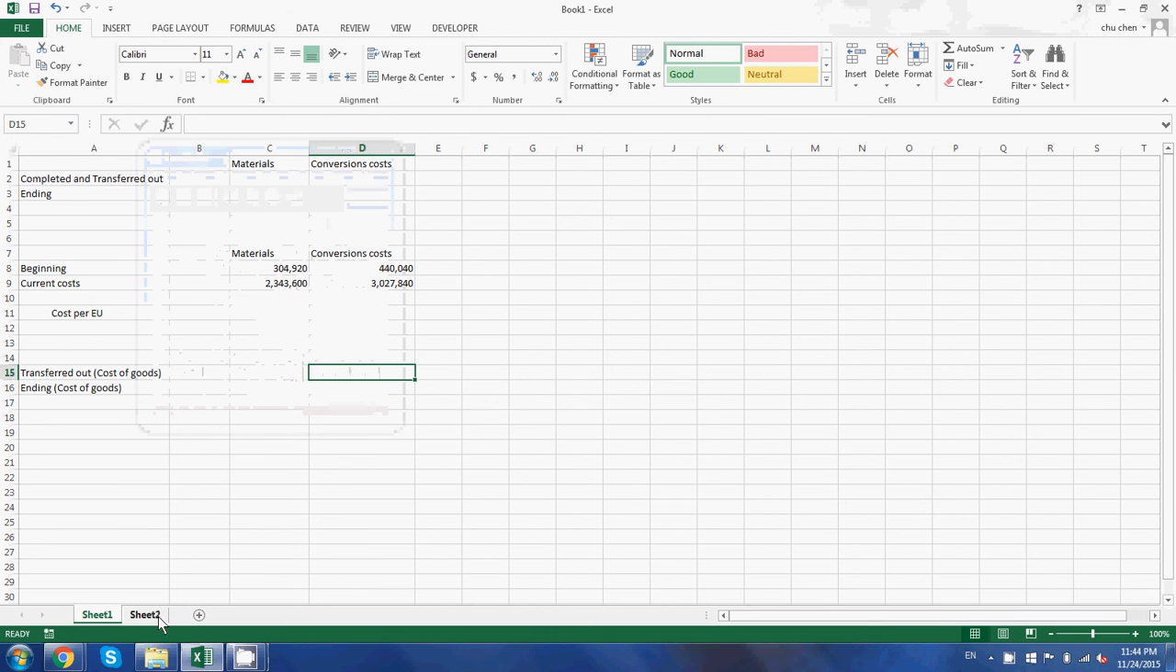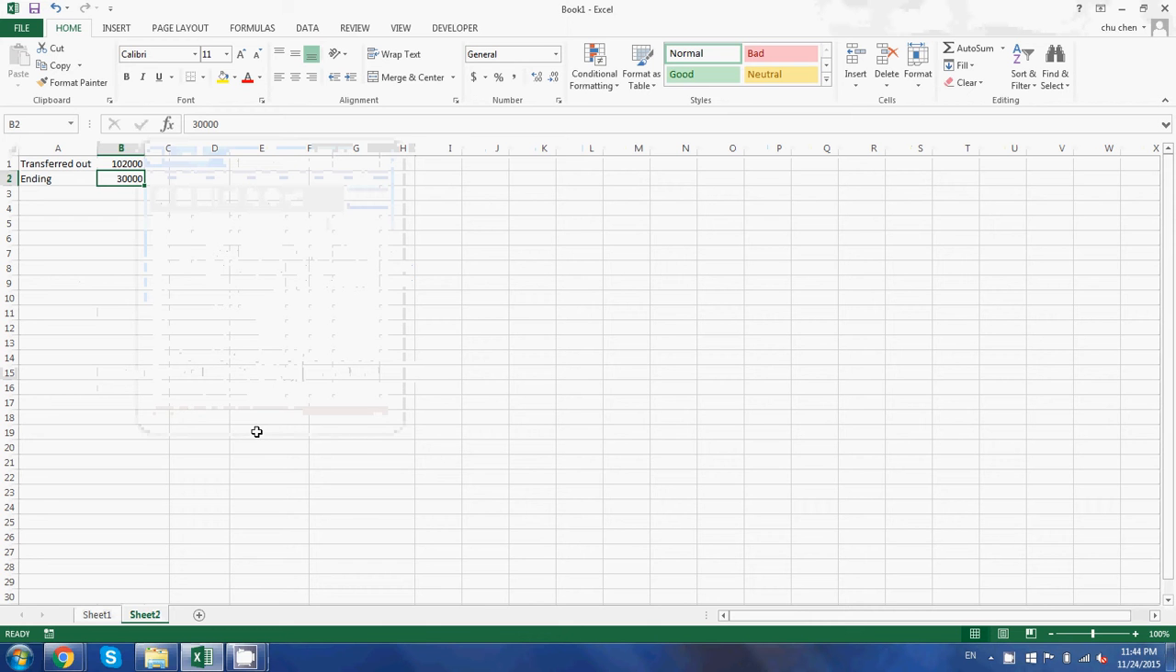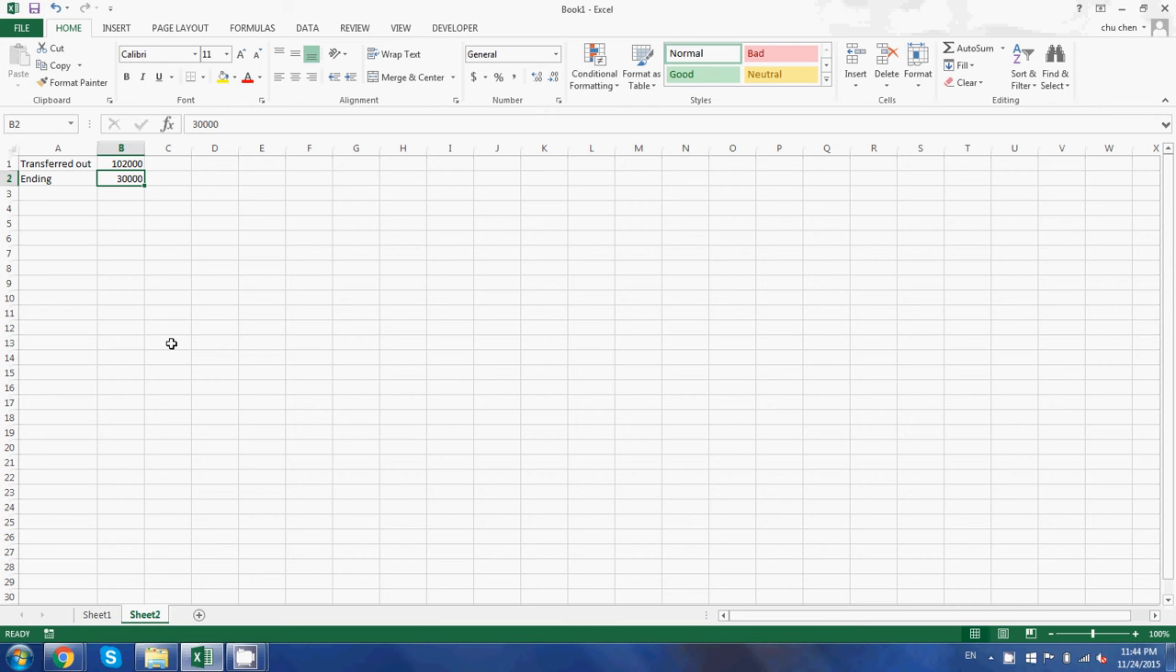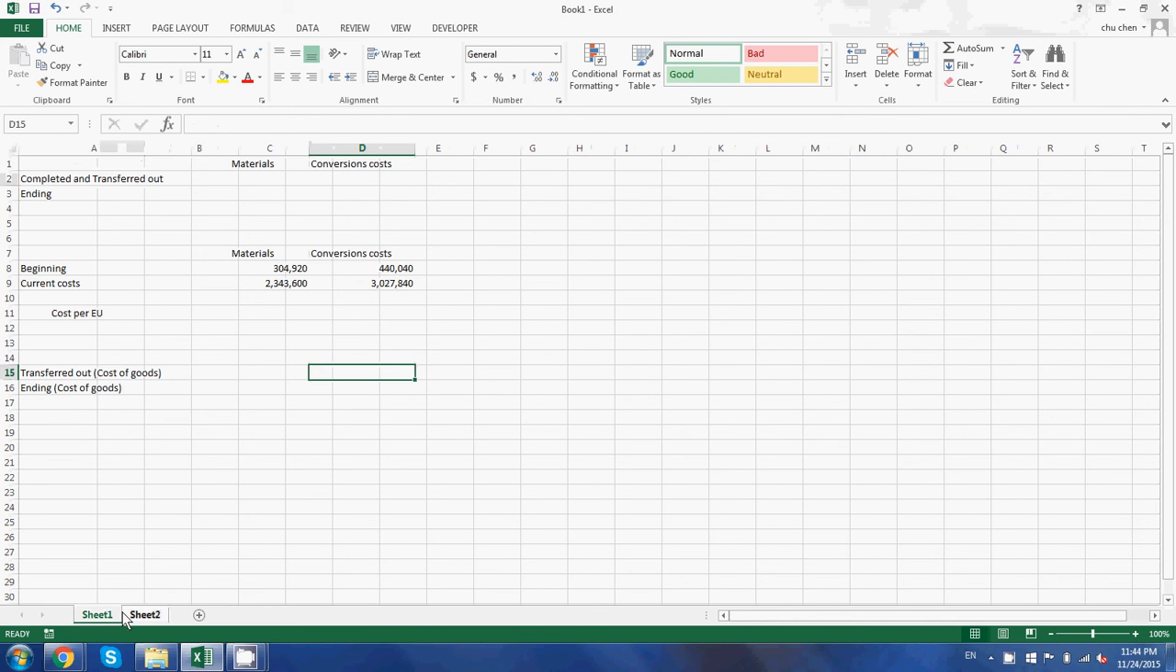Here I'm going to talk about the weighted average method. You all have the questions, and we know that transfer out is this, and endings is this. Not like the FIFO method, we don't need to worry about beginnings, start and complete, and endings. We don't need to figure out the numbers for these three groups. For weighted average, we just need to worry about transfer out and endings, and that's what we are doing here.